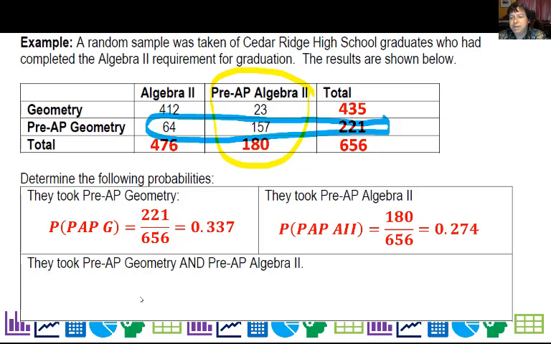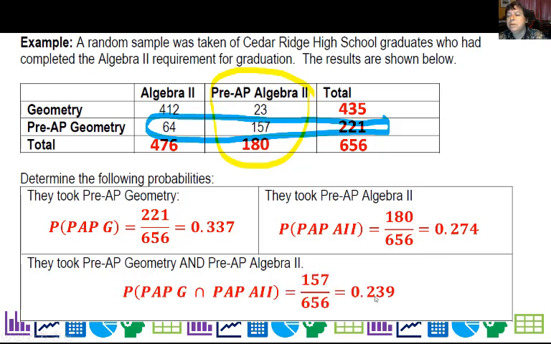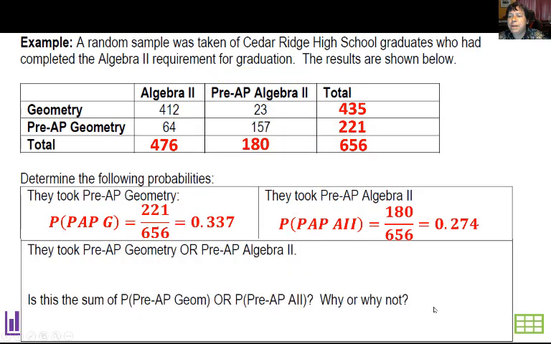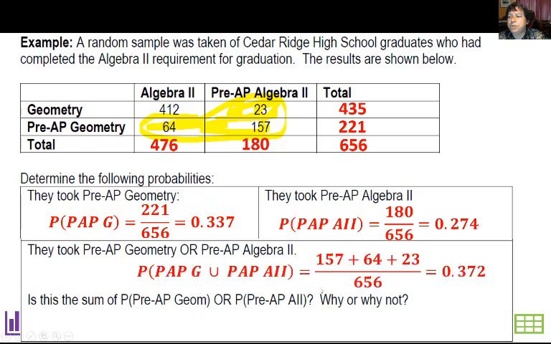What's the probability they did both? Well, that would be that center area right there, 157, that took both pre-AP geometry and Algebra 2. So 157 out of 656 is 0.239. All right, so now we know these numbers. And I want to find the probability they took pre-AP geometry or pre-AP Algebra 2. Well, that would be this group right here. So I would go 64 plus 157 plus 23 and get 0.372.